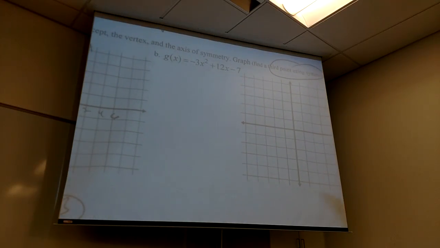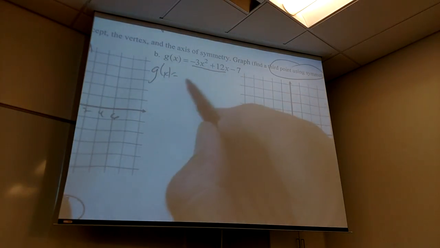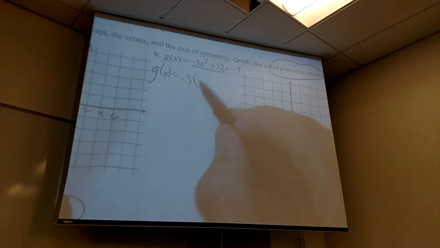So what about this guy? What do I have to do first on this one? Yeah, take the -3 out of the x stuff. Be a little careful about, what's this? -4. Minus 4x, I like it. Leave some room.